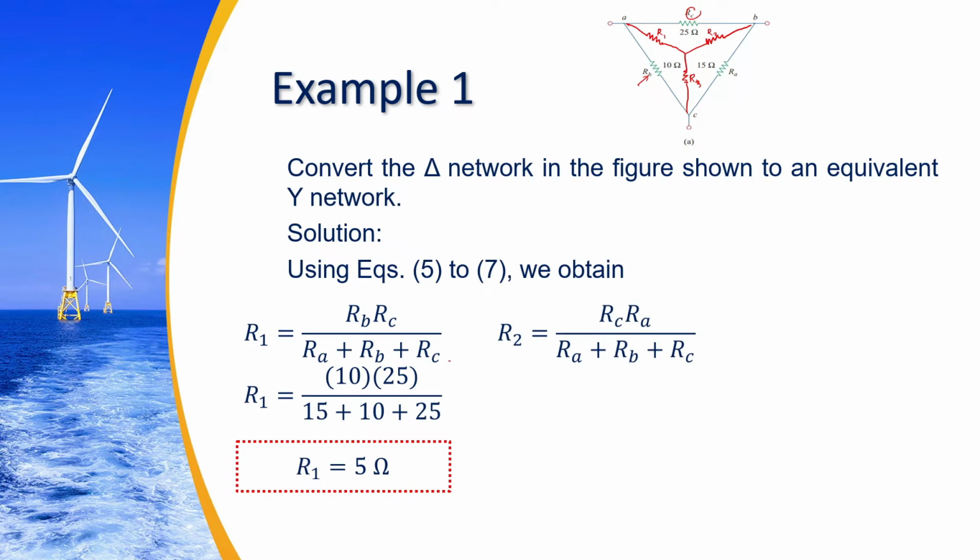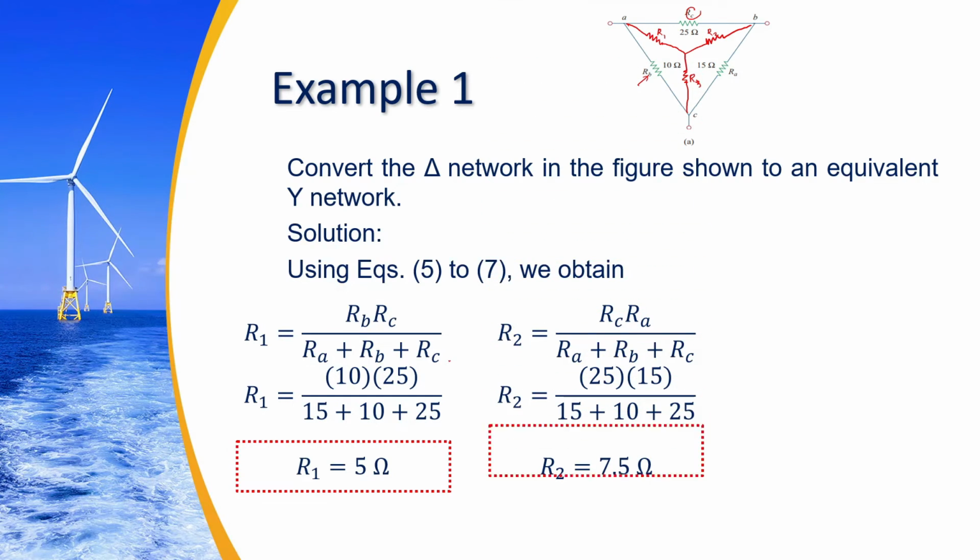So, next, para kay R2. Kay R2, ito yung R2. Ano adjacent niya? RC at RA. Kunin natin yung product niyan, 25 times 15, divided by yung sum ng lahat ng delta resistors natin. Okay, itong 15 plus 10 plus 25. Okay, so makakuha tayo ng R2 na 7.5 ohm.